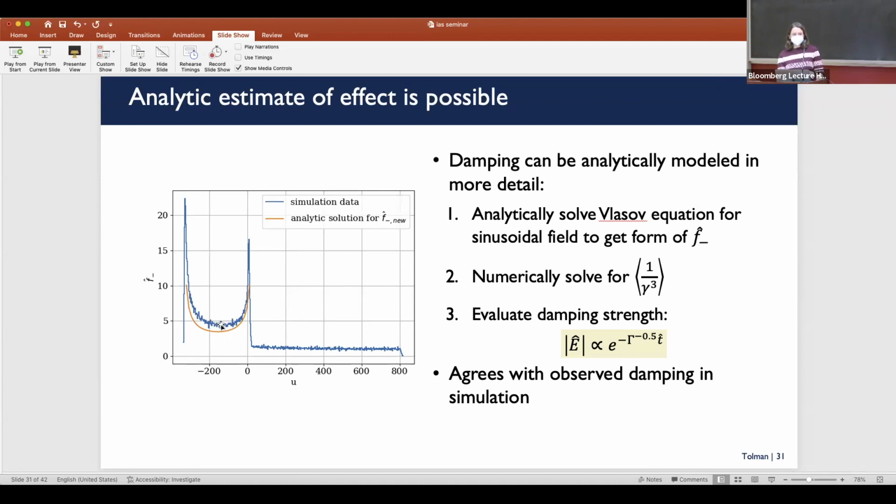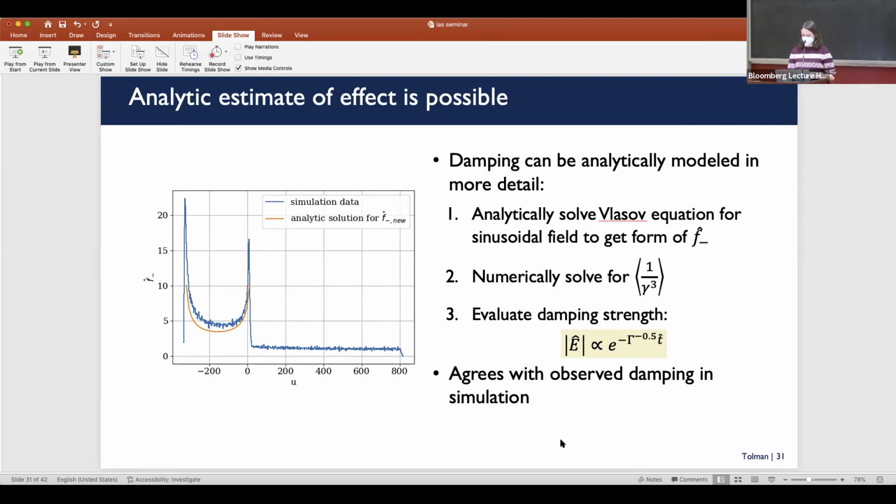And you can see simulation data and also an analytic solution for what the distribution function should be. And they roughly agree. The disagreement is because this orange is not considering pairs left over from very early in the discharge. So when you have this analytic solution, you can use it to numerically solve for the average 1 over Lorentz factor cubed and the distribution function. And from there, you can actually work out an expression for how the electric field amplitude is going to damp during this phase. You see that the amplitude will reduce exponentially.